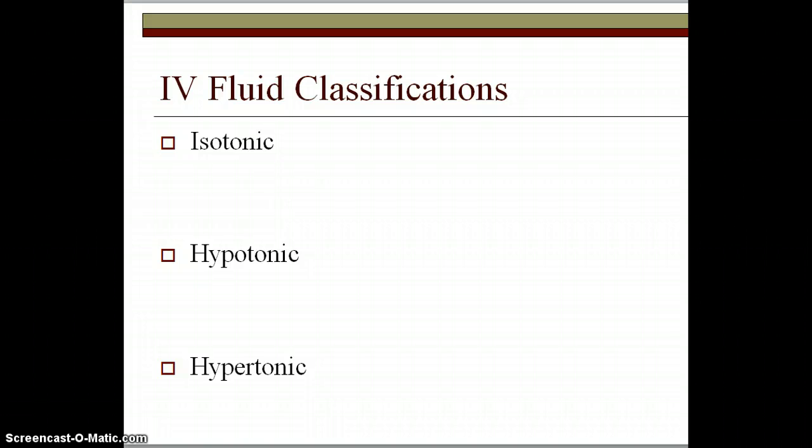And then hypotonic is the one that has a lower osmotic pressure than the intracellular. They provide more water than electrolytes. They dilute, and they cause the fluid to shift from the extracellular to the intracellular fluids. Saline that's less than 0.9% strength, such as 0.45% or 0.225%, is considered hypotonic.